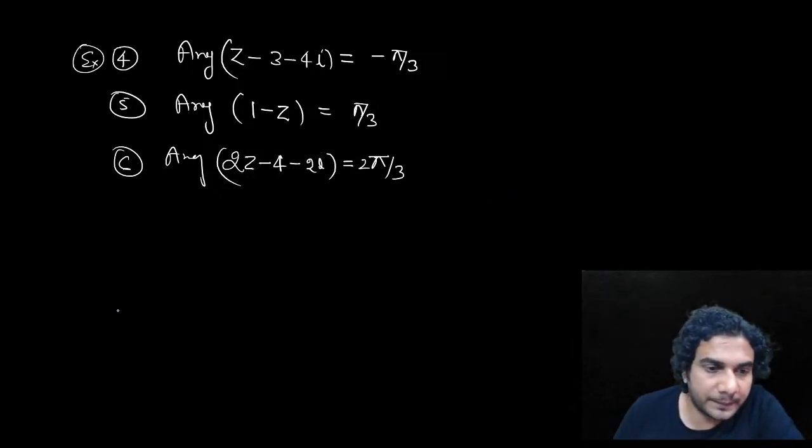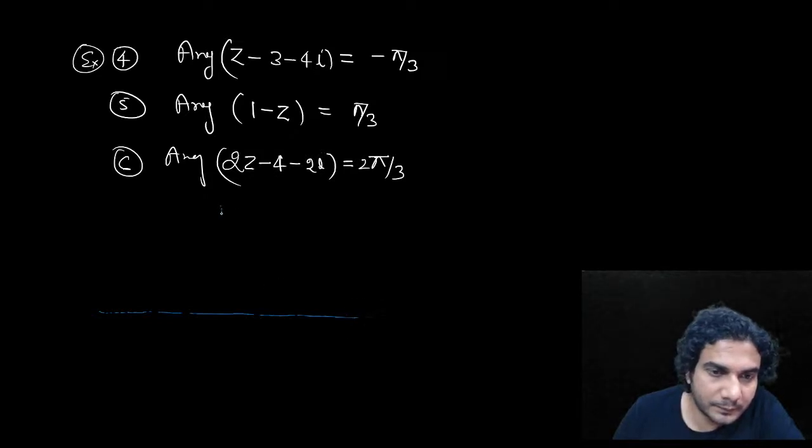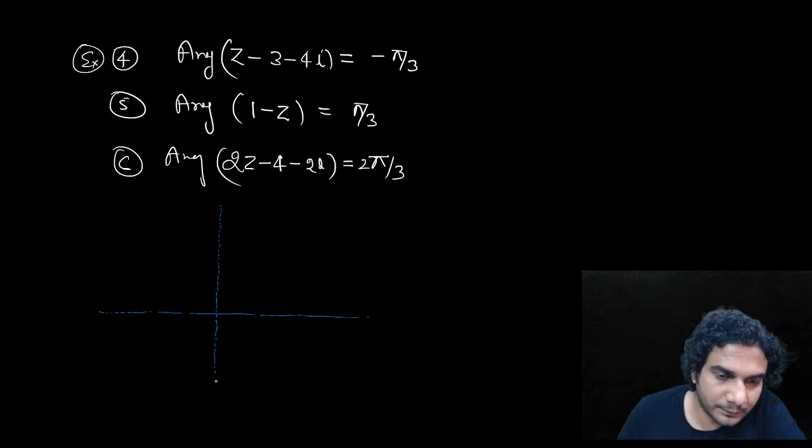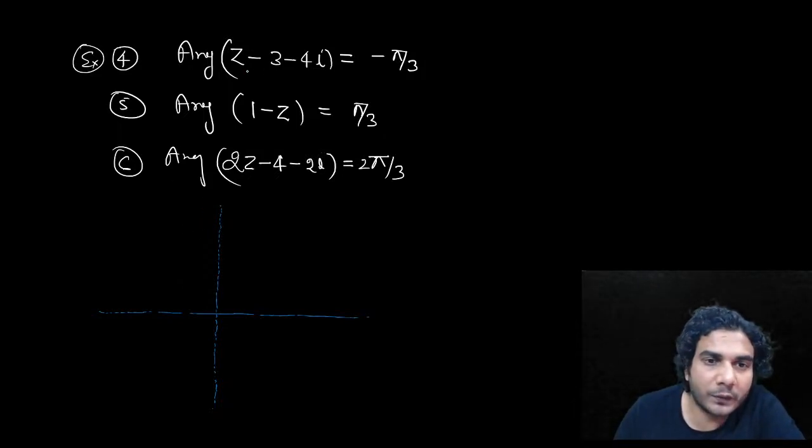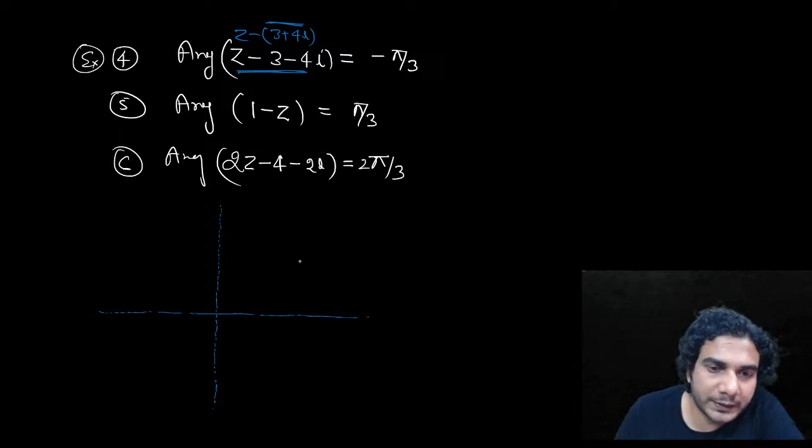I'll plot the Argand plane here. Okay, so let's plot the first one, fourth one. At this point you can write z minus 3 plus 4i. Okay, so z1 is where with 3 comma 4. So 3 comma 4 is somewhere here. This is your 3 comma 4.